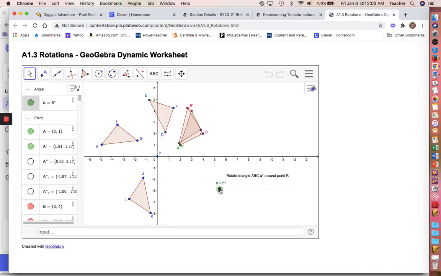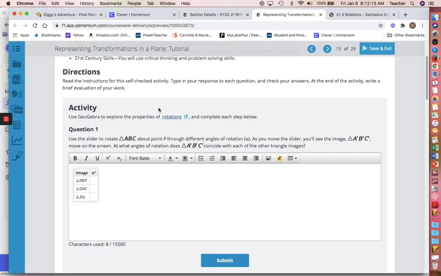So here's my slider. I'm going to rotate it. You see triangle ABC moves, and as soon as it leaves, it becomes A prime, B prime, C prime. All right, so I had it land on DEF. It looks like it's going to be a 45-degree angle. So I'm going to put 45 in the box.